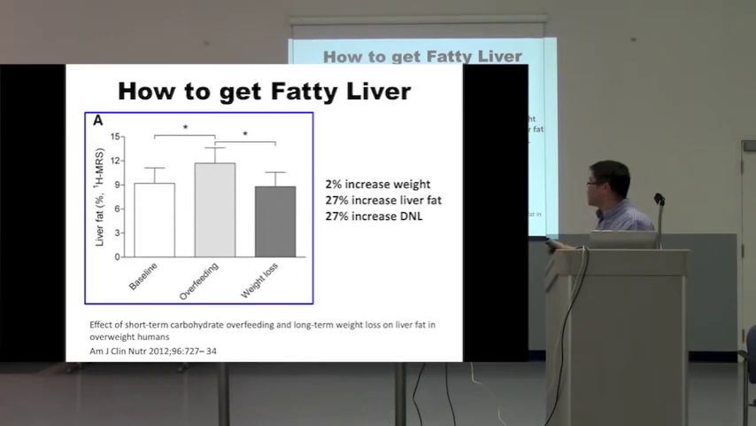But there was a 27% increase, almost a 30% increase in liver de novo lipogenesis. So this is the new fat production from the liver, and almost a 30% increase in the liver fat. So as you go from baseline, you get more liver fat. As you make them lose the weight again, they go back to normal. So it's all about the excess carbohydrates, excess insulin.